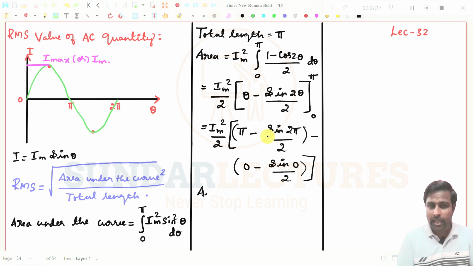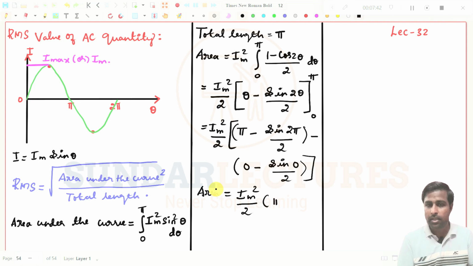So this is actually squared area. I have written this as an area under the curve, but it is not an area under the curve. It is the squared area under the curve. So you try to understand, you don't get it as an area. I am just using these terms to substitute here. So the area should be equal to Im square divided by 2 into pi. That's all. So we have found this value.